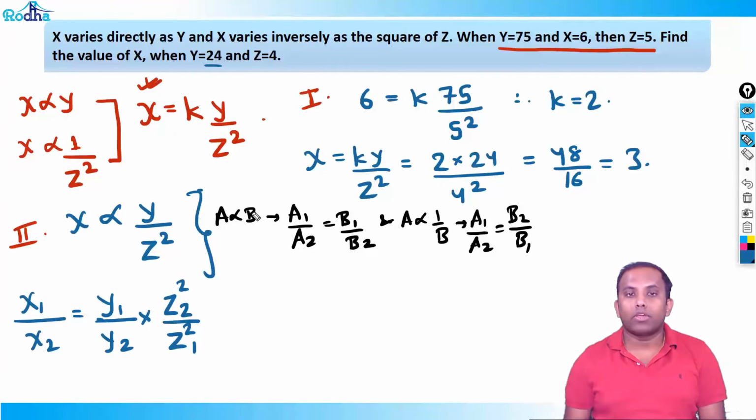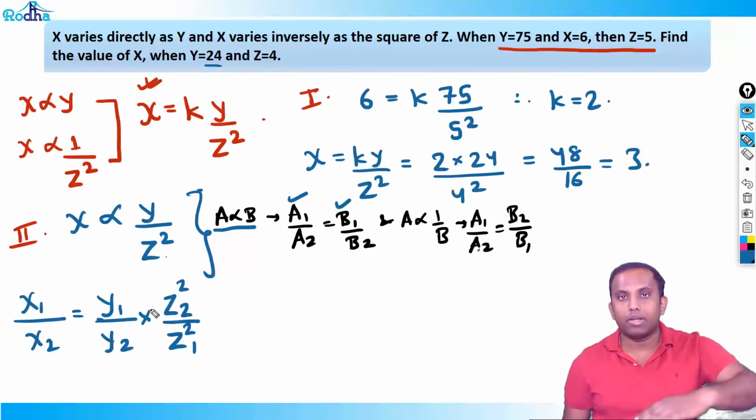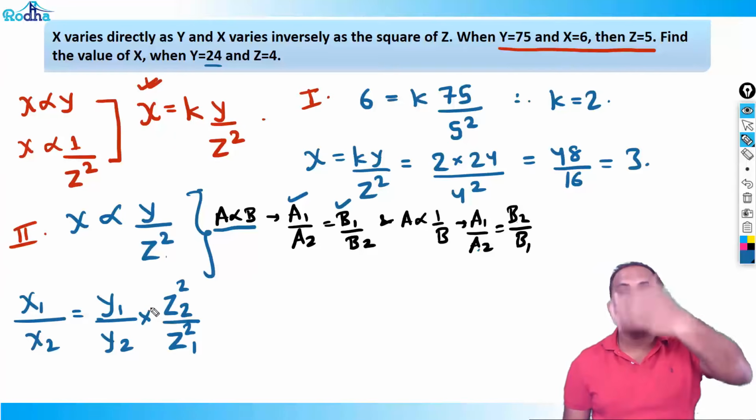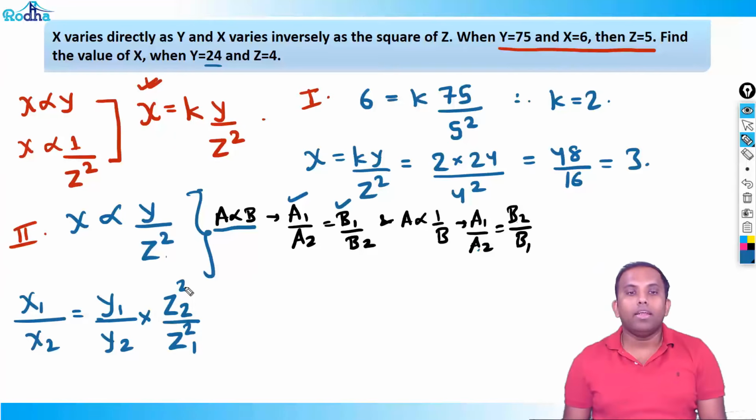x is directly proportional to y. So I know that when a is directly proportional to b, a1 by a2 is equal to b1 by b2. So x1 by x2 equals y1 by y2. But it is also divided by z squared. So when x is inversely proportional to z squared, x1 by x2 should be equal to z2 by z1. Since it is divided by z, the denominator comes into multiplication, reversed. It becomes z2 by z1, squared. So I have all the values now.